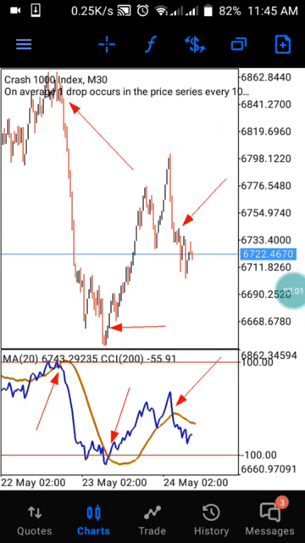Let me tell you guys, because many people do ask me what the zoom level is. I'm using the last zoom level on the 30-minute time frame.